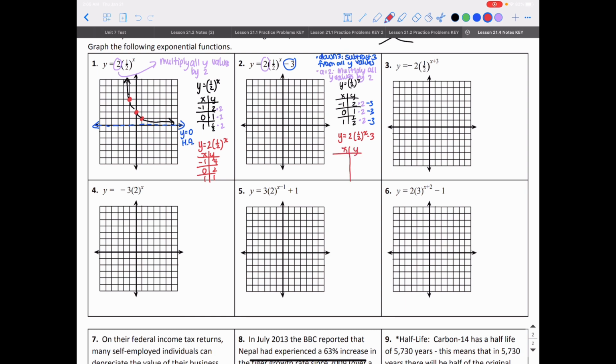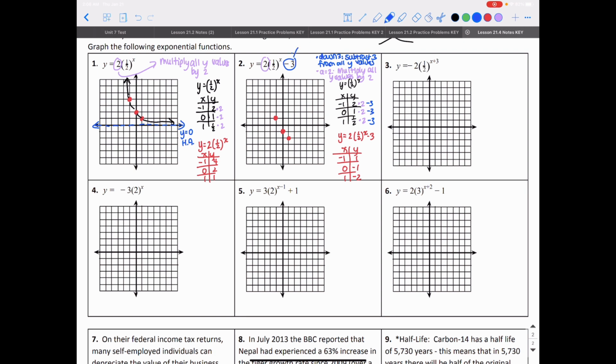And it's going to be the same x values, so -1, 0, 1. And then 2 times 2 is 4, 4 minus 3 is 1. I have 1 times 2 is 2, minus 3 is -1. 1/2 times 2 is 1, 1 minus 3 is -2. And I'm going to plot these points. So -1, 1. I have 0, -1. I have 1, -2.